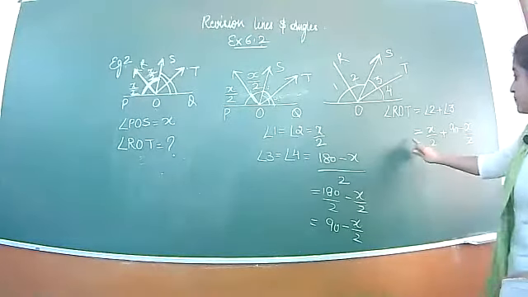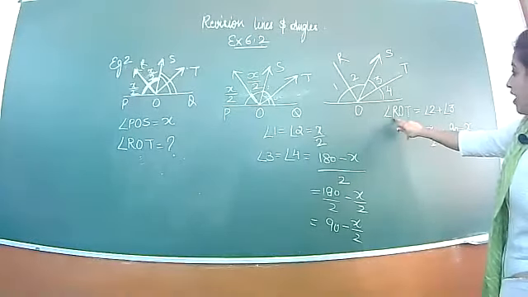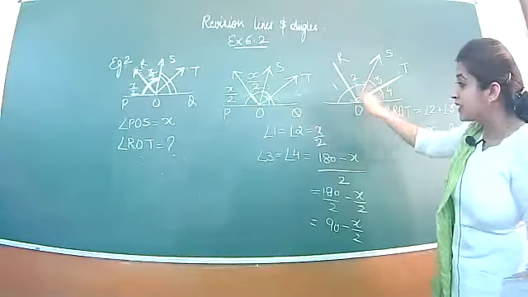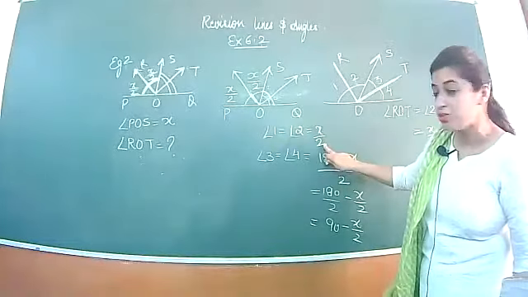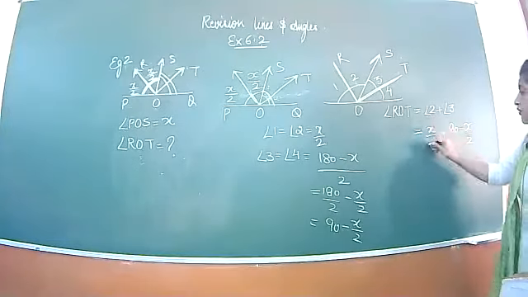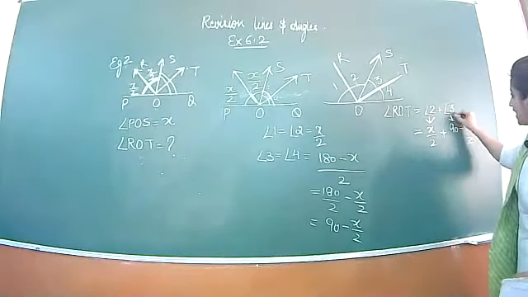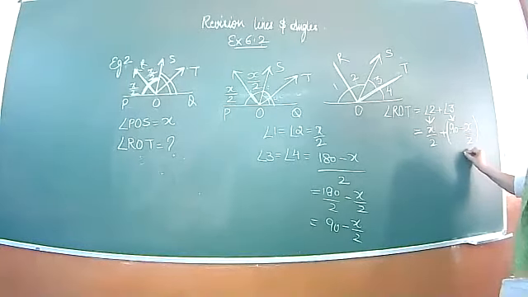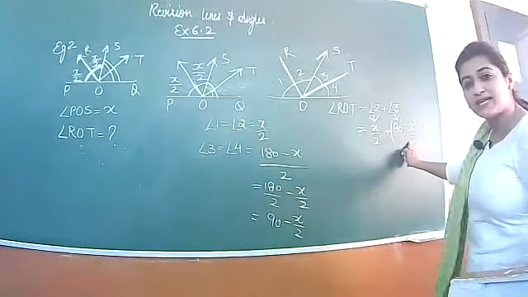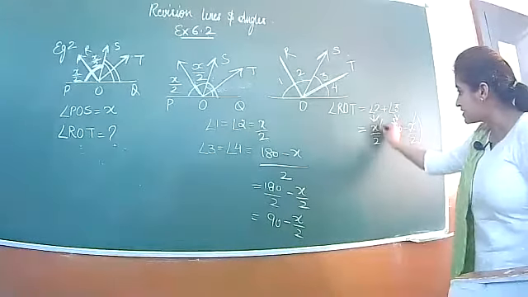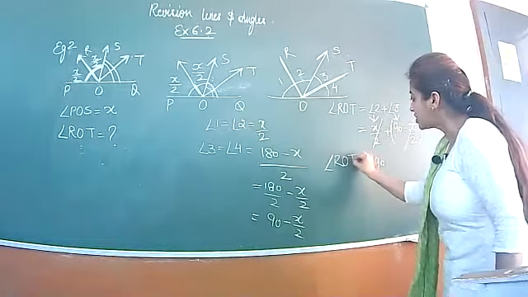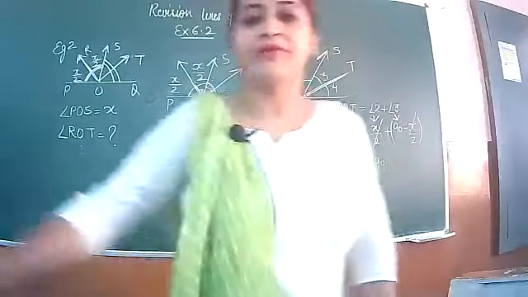Let's continue with this. Earlier we were finding angle ROT, and ROT is a combination of angle 2 and angle 3. Angle 2 we have got as x by 2. Angle 3 we have got as 90 minus x by 2. So I've written the value of angle 2 and angle 3, that is 90 minus x by 2. As you can see, plus x by 2 and minus x by 2 are the same, they will cancel out. So your answer is 90. So your angle ROT is 90 degrees. That is what we had to get in the question.